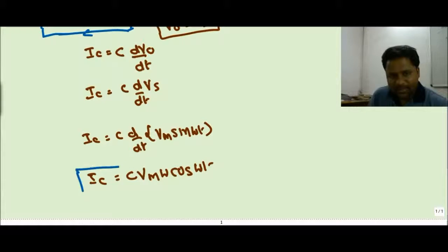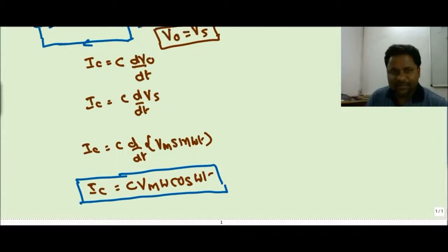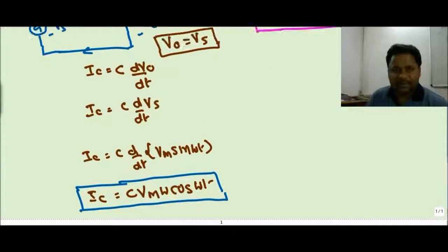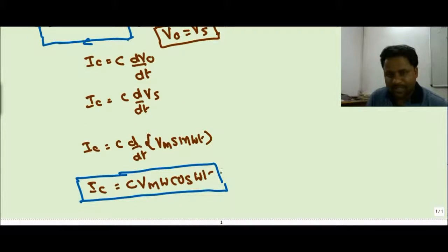This is our equation number 1 that we have learned. Whenever the diode becomes on, then the capacitance having stored energy and the capacitance current expression instantaneous like this fashion, IC equals to Vm omega cos omega t.